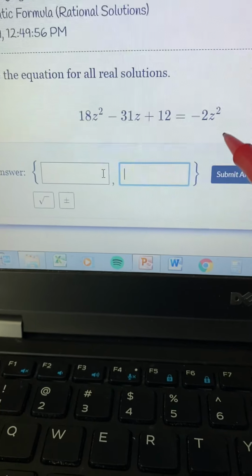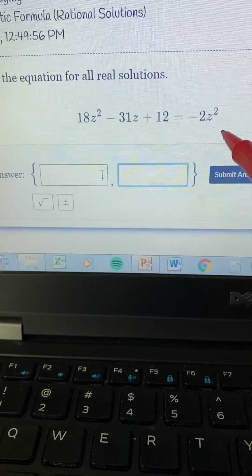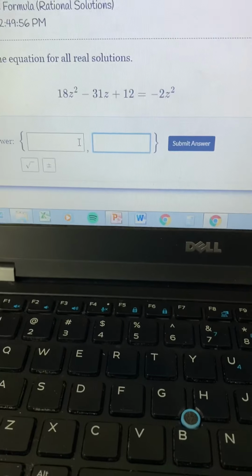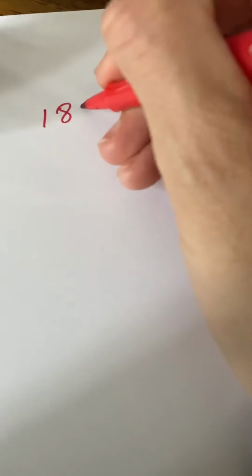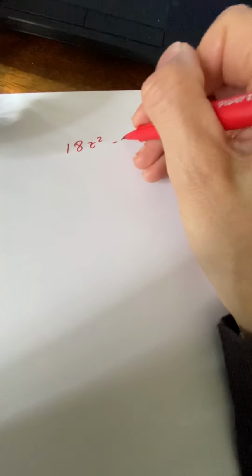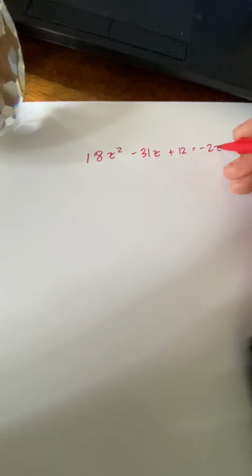This side needs to equal 0 in order for you to solve this. And so we have to get that negative 2z squared over to the other side. So I have 18z squared. Sorry, I'm going to back that up a little bit. That got a little crazy. Minus 31z plus 12 equals negative 2z squared.